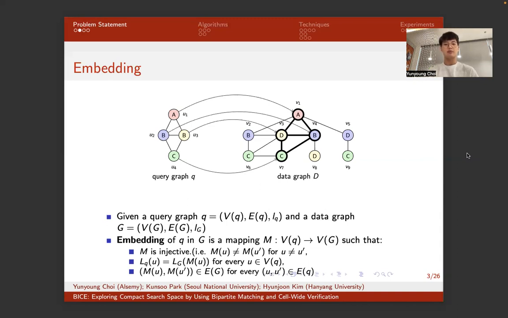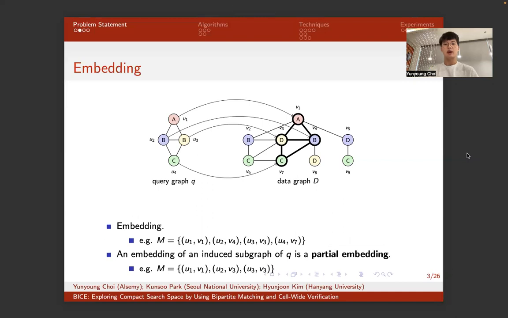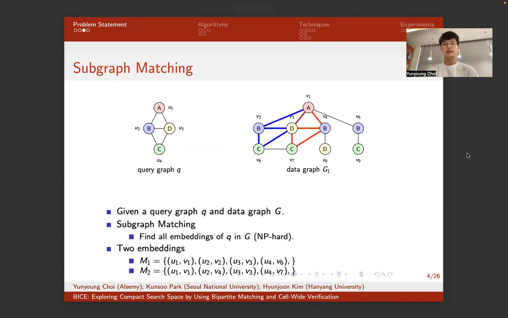In the example, we can identify an embedding of Q represented by bold black lines. Furthermore, we introduced the concept of a partial embedding as the embedding of an induced subgraph of Q. In this slide, we are focusing on two problems.